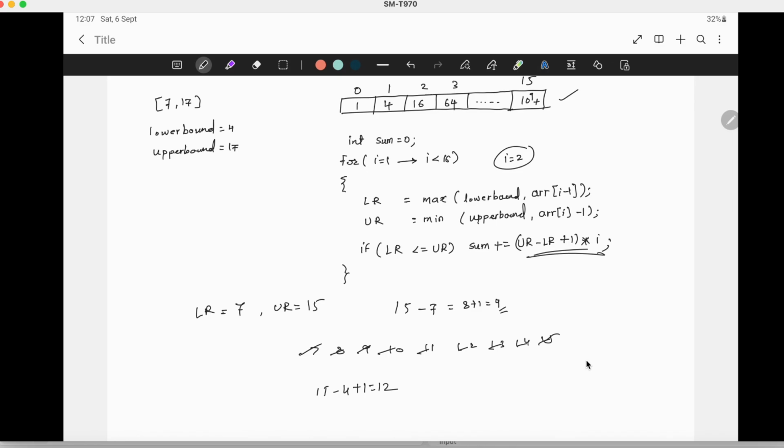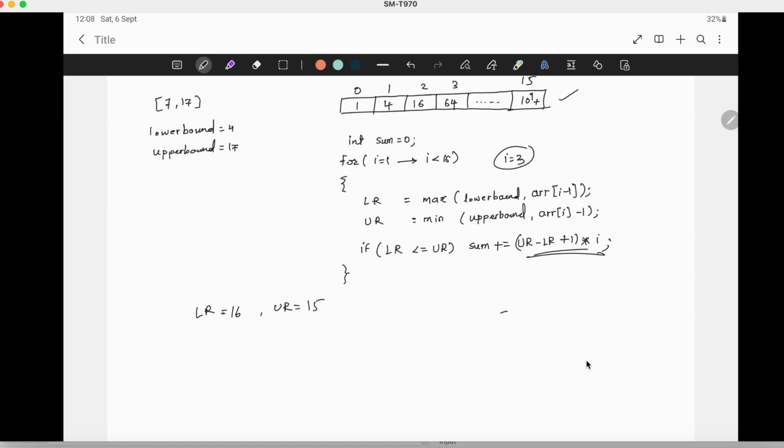Now going ahead, we will check between 16 and 64. Are there any elements lying in this range? Again, the same operation we will perform. Here the lower bound got updated with 16, because the array of i minus 1, at the point in time when i becomes 3, is going to be 16. So between 16 and the upper bound that we have, 17 and 64 minus 1, we perform this particular operation.